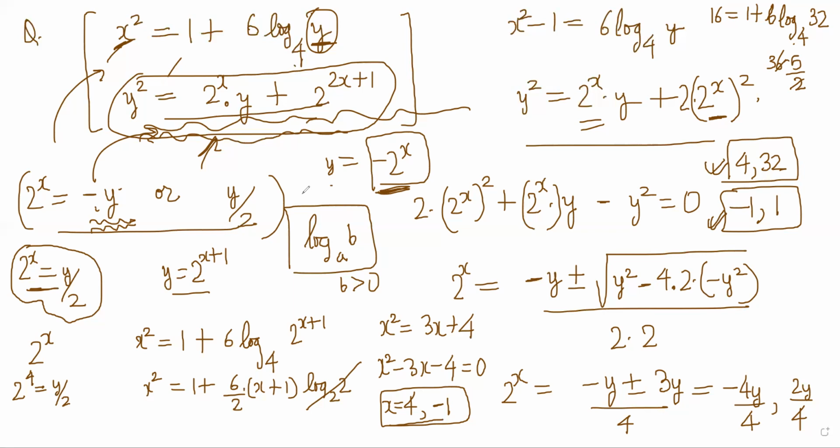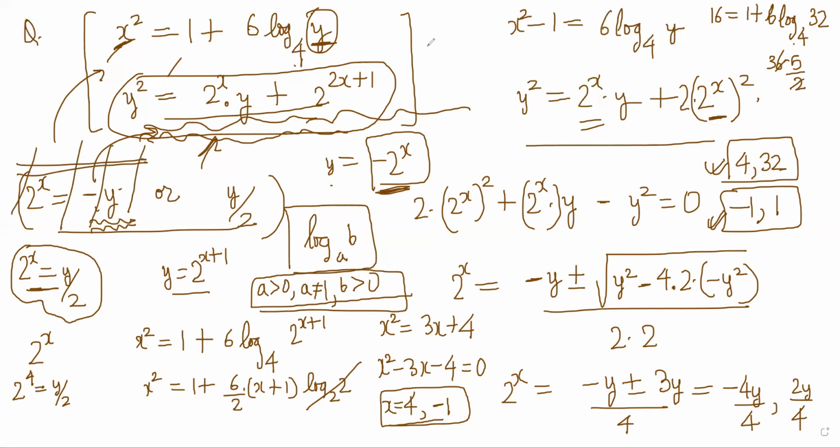So you have to be aware that there are three conditions: b is greater than 0, a is greater than 0, a is not equal to 1. All three conditions must be true at all times, right? So obviously we'll reject this because the first equation is not defined. So the only solutions for us will be this and this.